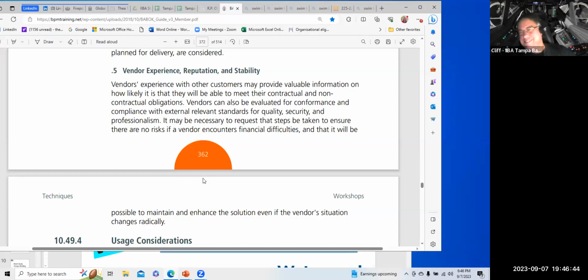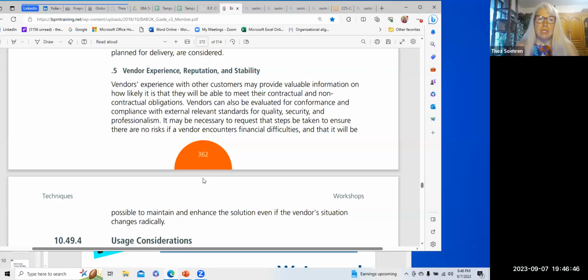Vendors' experiences with other customers may provide valuable information on how likely it is that they will be able to meet their contractual and non-contractual obligations. Vendors can also be evaluated for conformance and compliance with external relevant standards for quality, security, and professionalism. So ask your friends that have worked with them. What did you think? What were your challenges? What were the good things? Who did you work with? Are they still with the company?